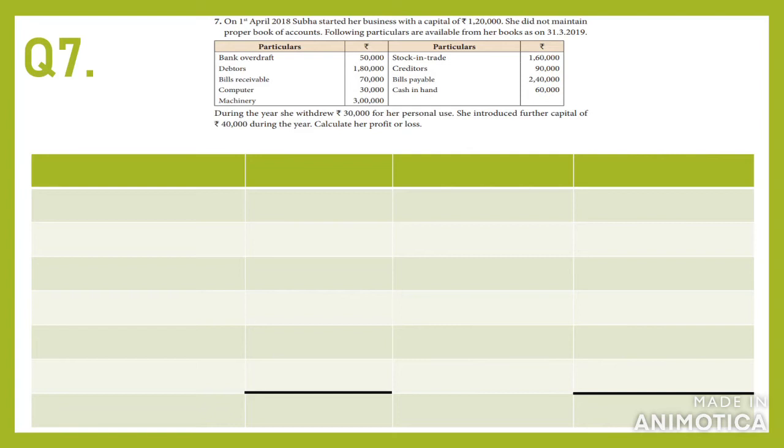So what happened is during the year she has drawn 30,000 for her personal use. So what does this mean? It represents drawings. And then she has also introduced a capital of 40,000 during the year. This is additional capital introduced during the year. So with this information, what you have been asked to do is find out the profit or loss for Shubha. Okay, so let us start by preparing the statement of affairs.